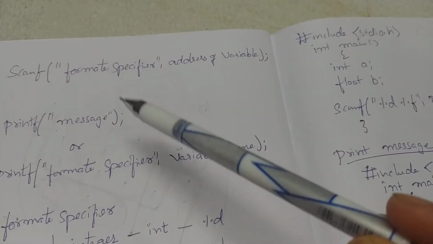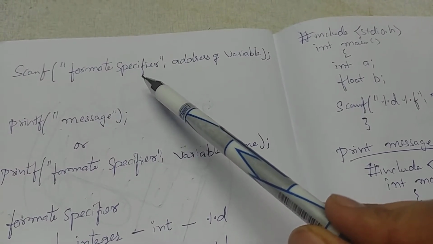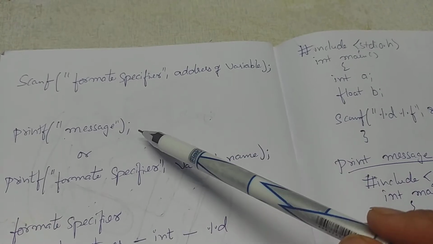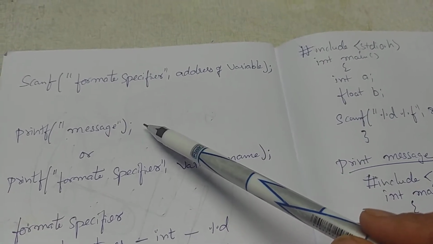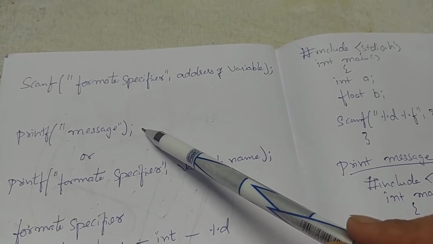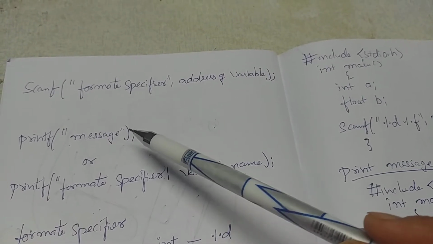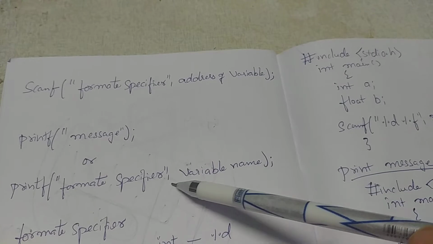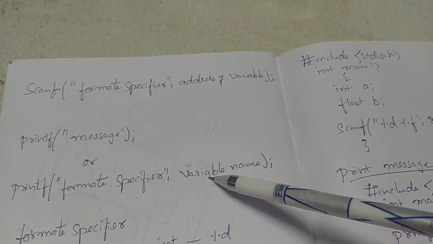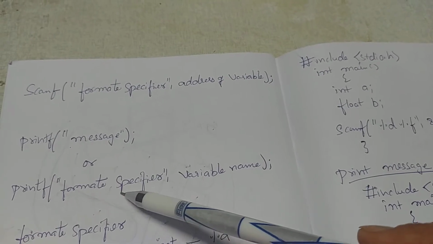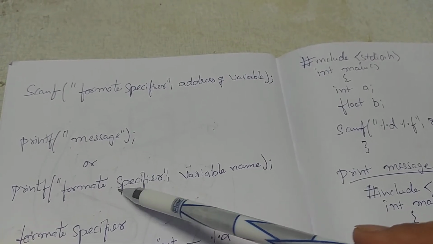So the syntax of scanf is format specifier and you have to write address of variable. When it comes to printf, we have two types of syntaxes. First, if you want to print only the message, then we have to use the first syntax. And if you want to print the value of a variable, then we have to use the second syntax. Now here you can see there is a format specifier. What is this format specifier?